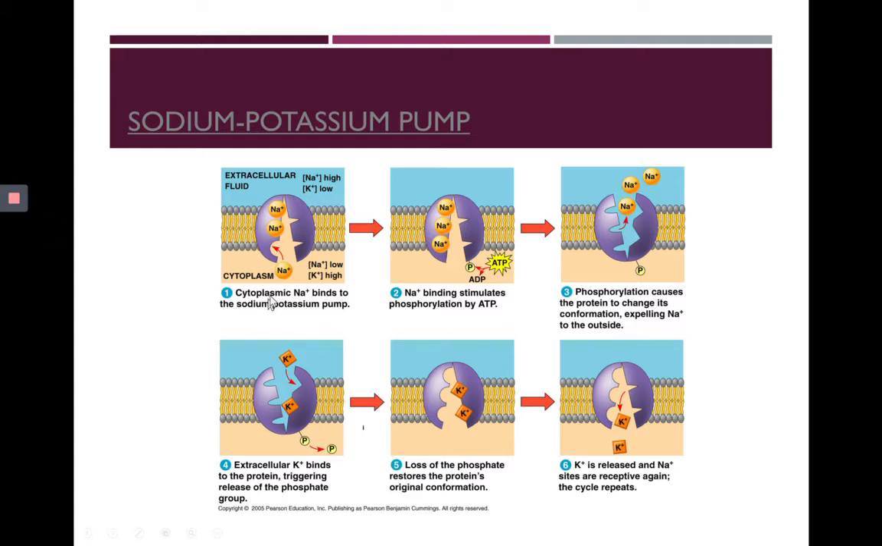So cytoplasmic sodium binds, there's 3 that bind. When ATP breaks down through the shape change, the 3 sodium will leave the cell. 2 potassium bind, the phosphate comes off. Shape change, potassium enters the cell, and then the process will start all over again with a new ATP binding.